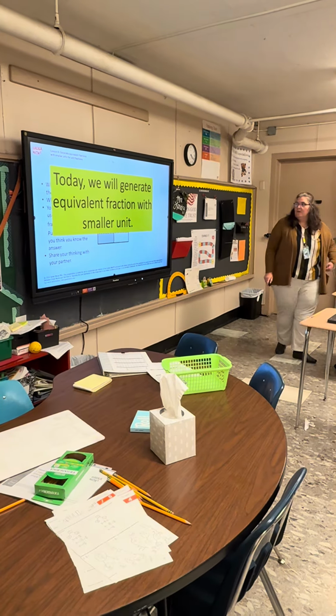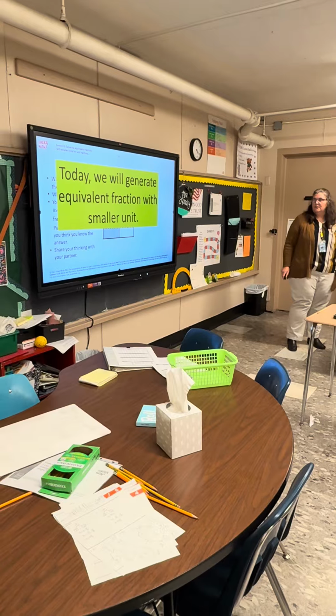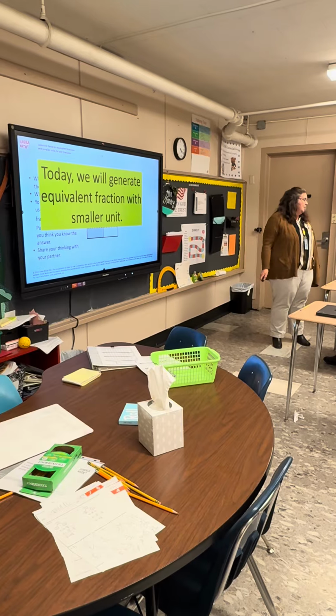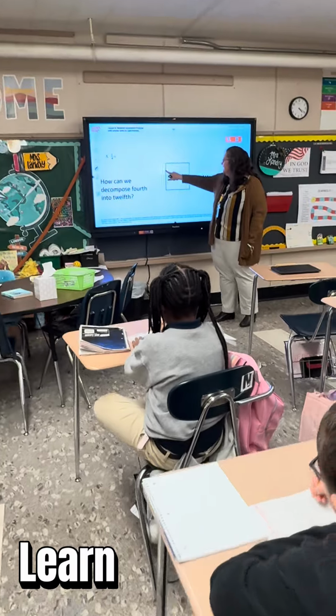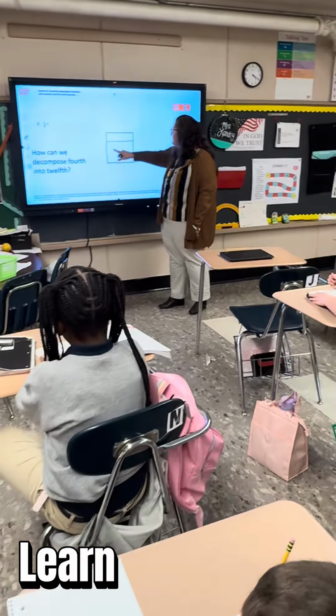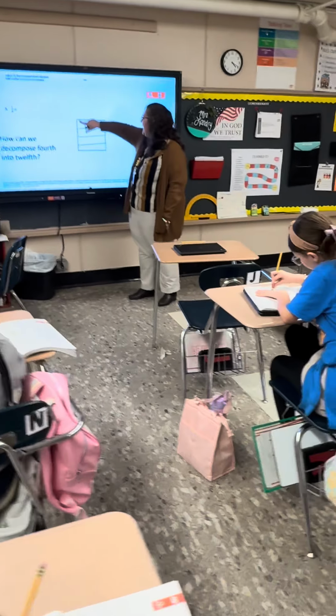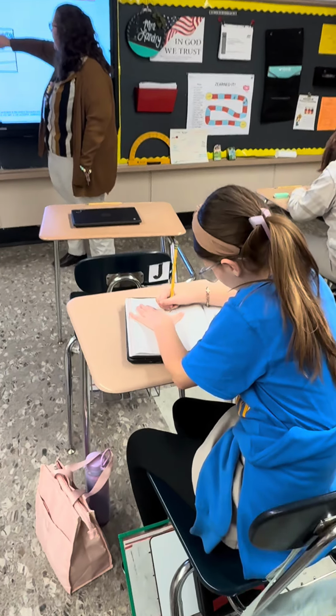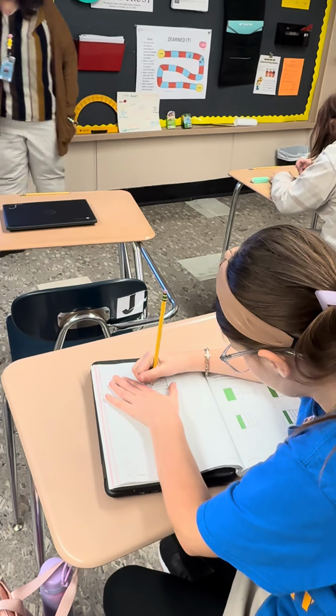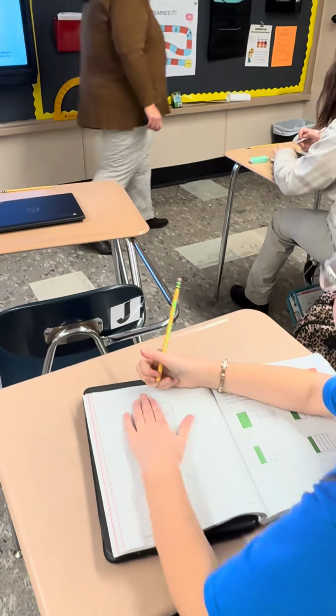So today we will generate equivalent fractions with smaller units. If I'm doing 4s, how many lines do I need, class? 3. 3 lines. Am I going to shade in, class? 1. How many, class? 1. So what kind of fraction is 1/4?